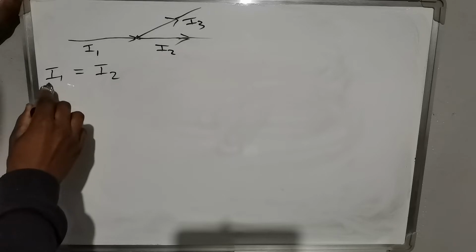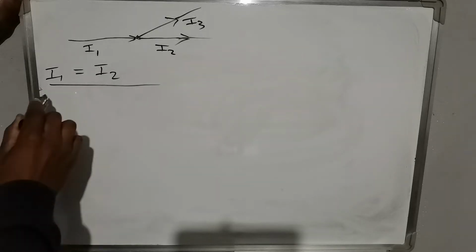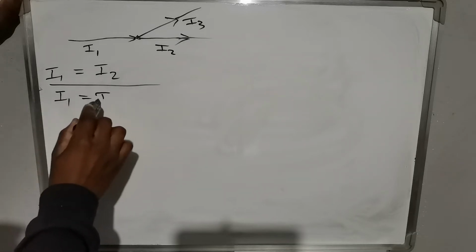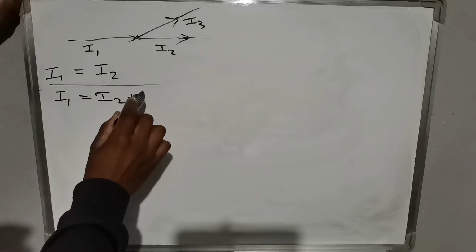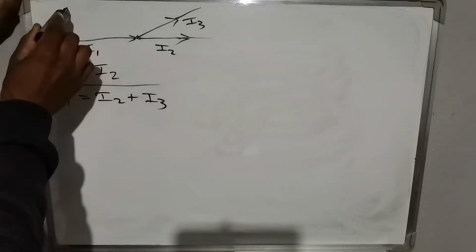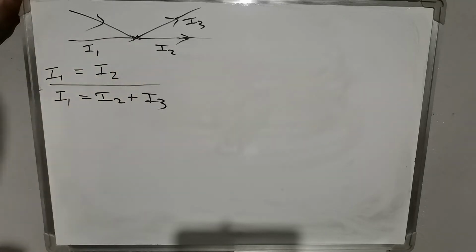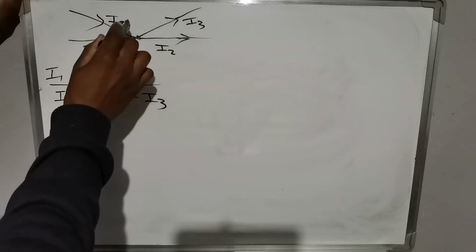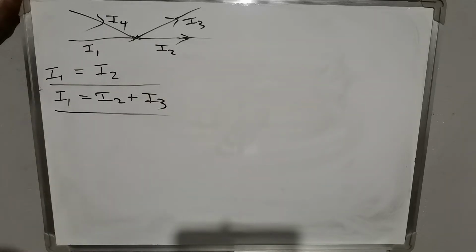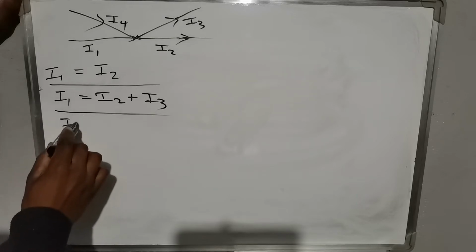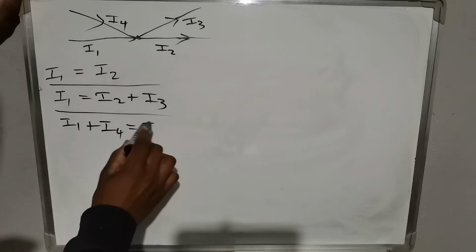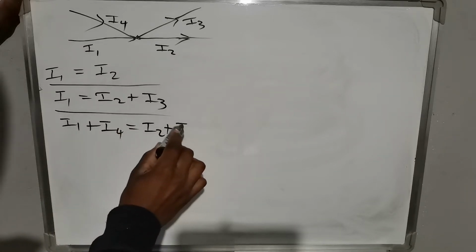Then this would change the equation to I1 equal to I2 plus I3. Let's say we decide to add another current to this junction and call it I4. This would change this equation and leave us with equation that says I1 plus I4 is equal to I2 plus I3.